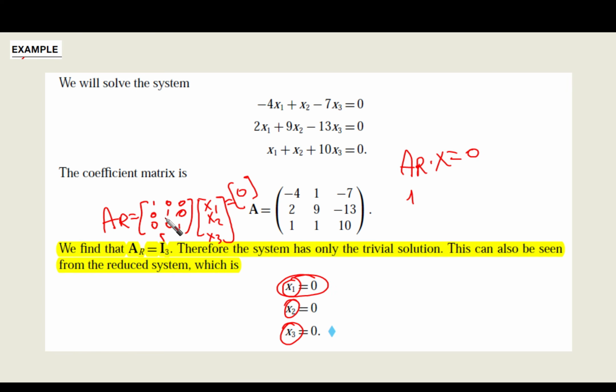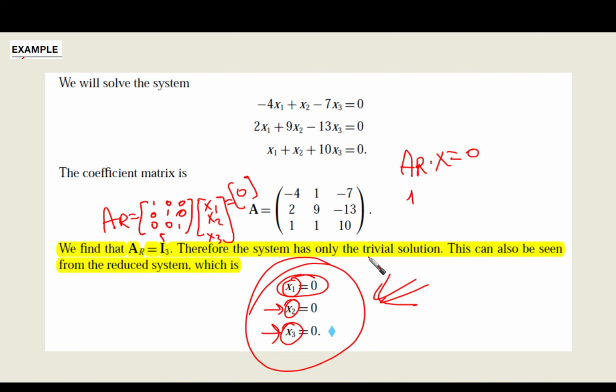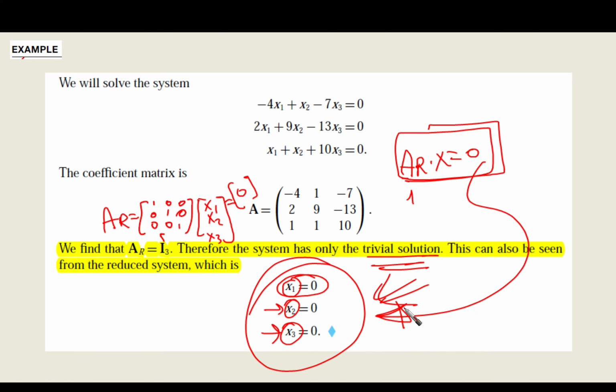And here, 1 times x2, with x1 and x3 being 0, equals 0, which is this one. And x3 the same, equals 0. This is the trivial solution. Therefore, the system has only the trivial solution. This can also be seen from the reduced system. After putting ARX equal to 0, you're going to find that the equations are set in this way. This is the trivial solution.